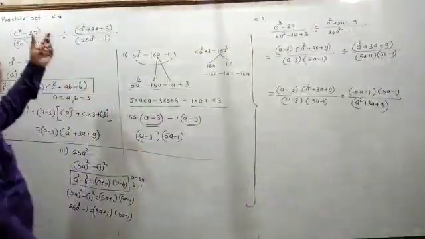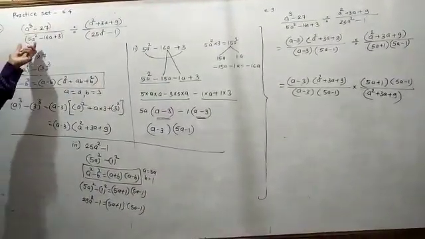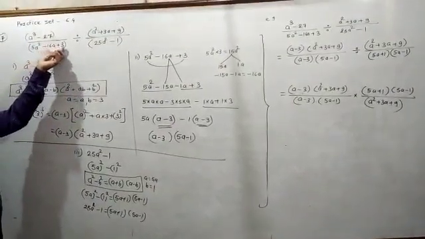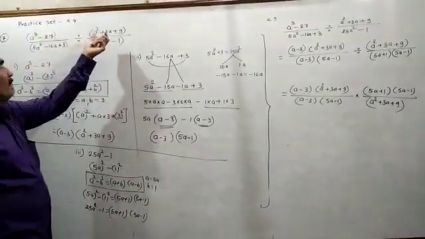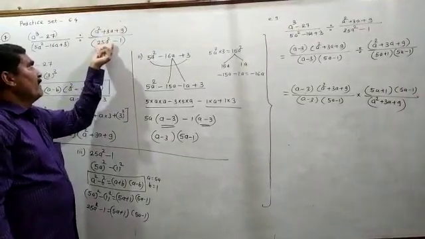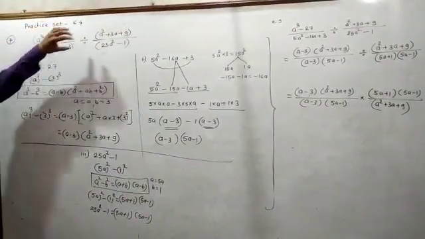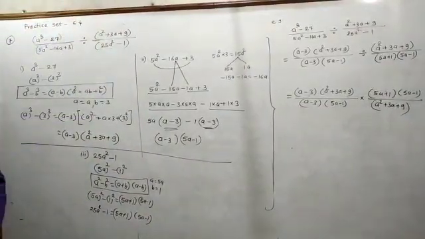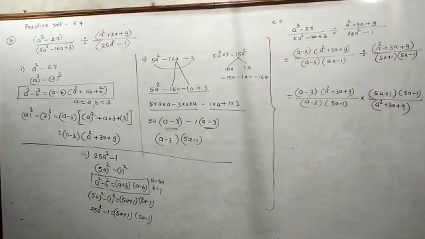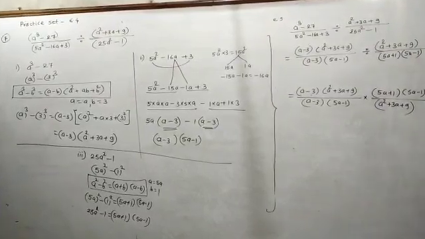Set 6.4, seventh example: (a cube minus 27) upon (5a square minus 16a plus 3) divided by (a square plus 3a plus 9) divided by (25a square minus 1). These are the four terms: first, second, third and fourth. You have to find the factors of all the four terms separately. If not possible, then don't find the factors.